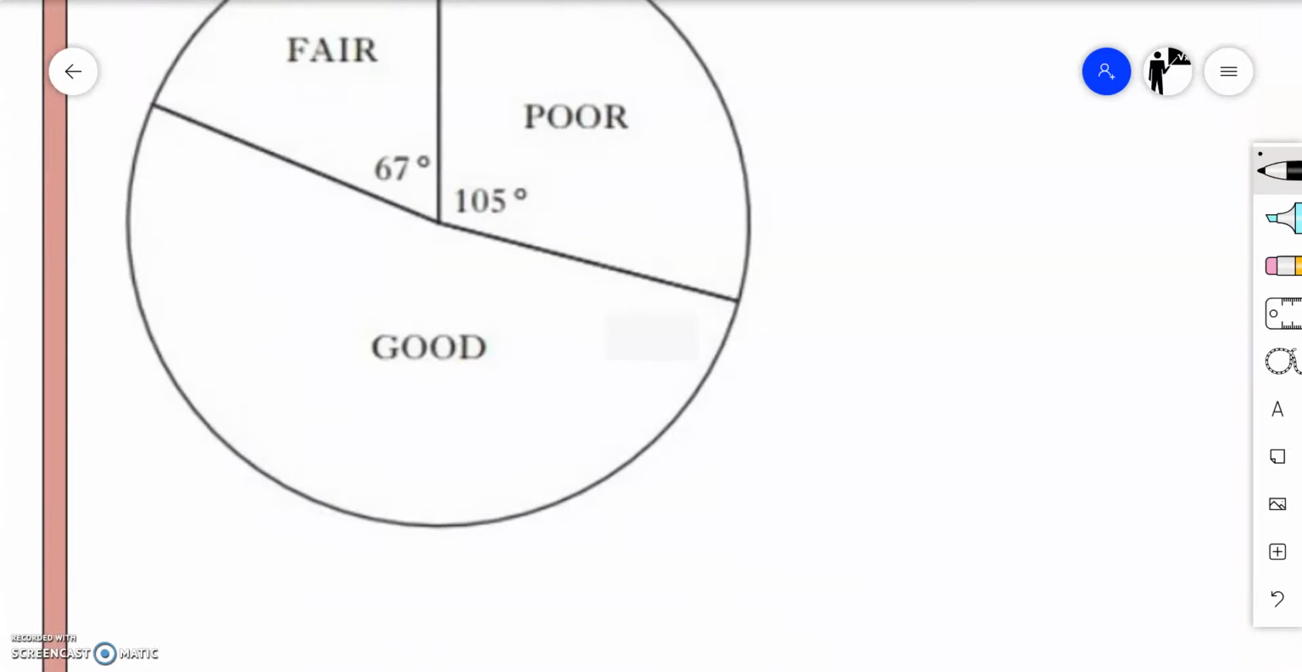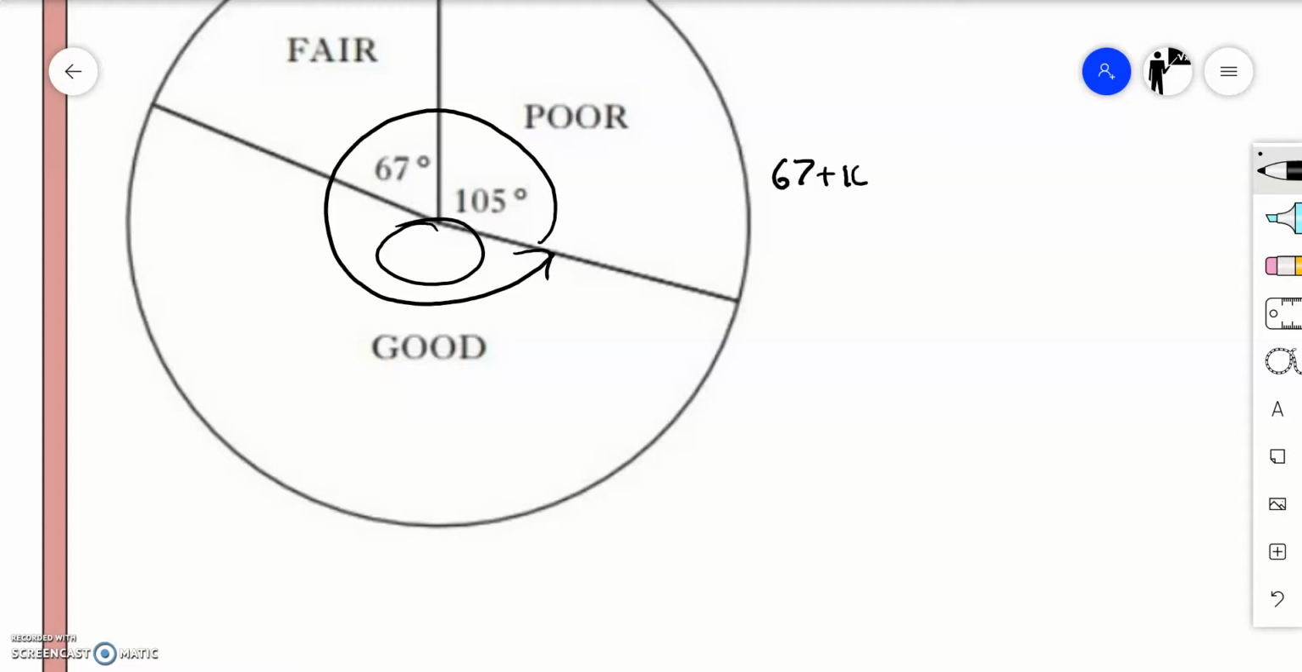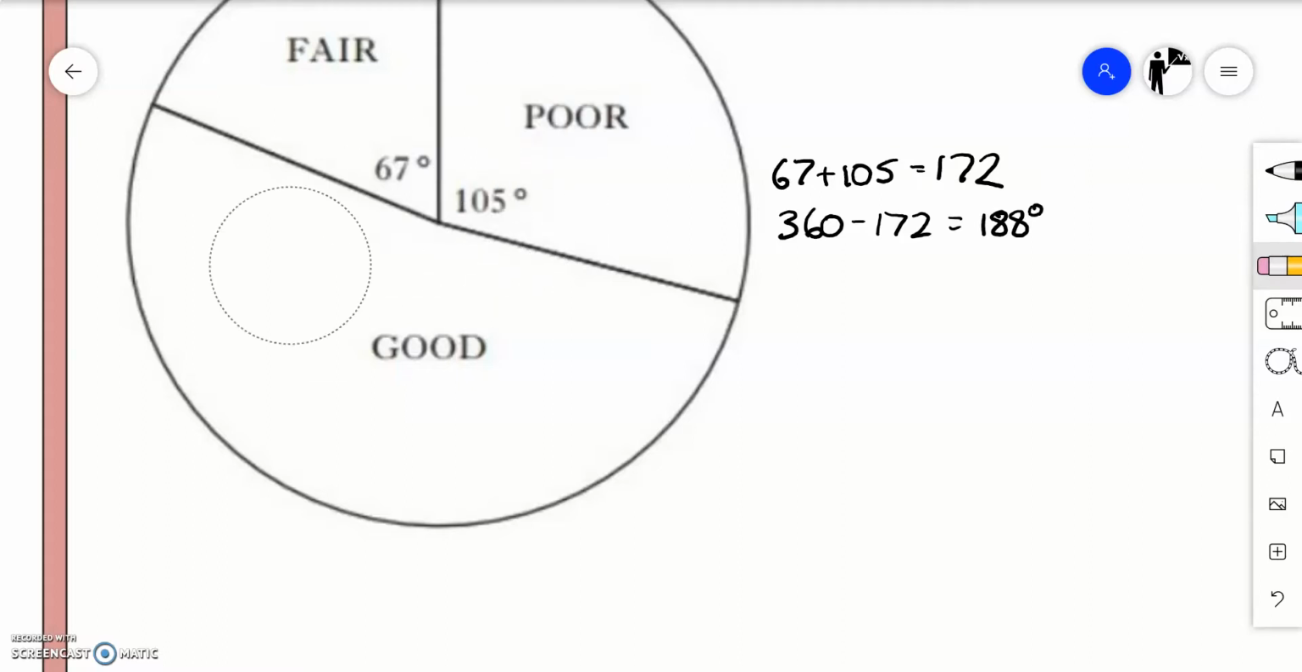Well, the first thing we need to figure out is what is this angle. What is the angle that will go here? Well, we need to know that angles around a point add up to 360. So if we add 67 and 105 together, we're going to get 172. And if we subtract that from 360, that will give us the angle that we're interested in. And that's 188. Okay, so we can fill in this angle now. Good. This angle here is 188 degrees.